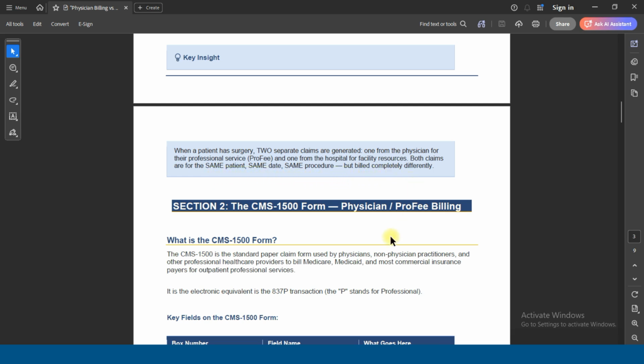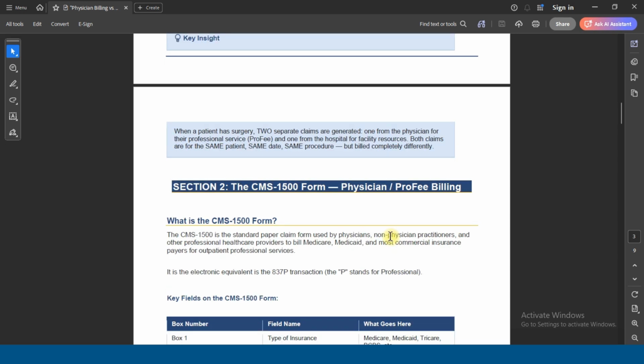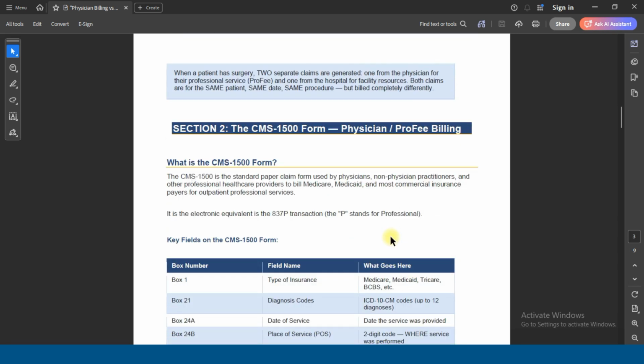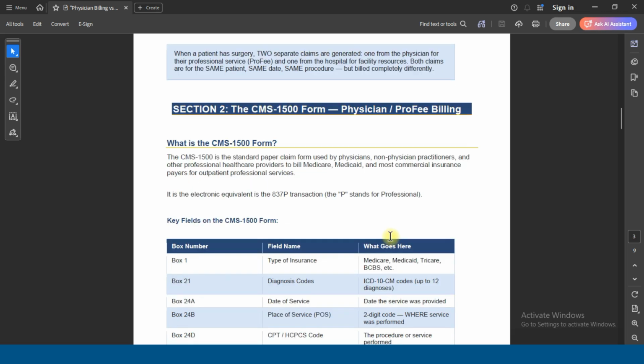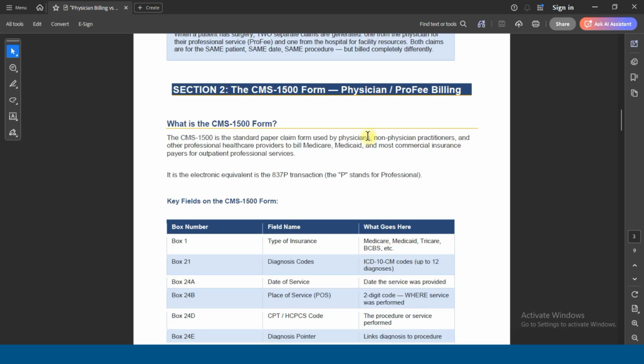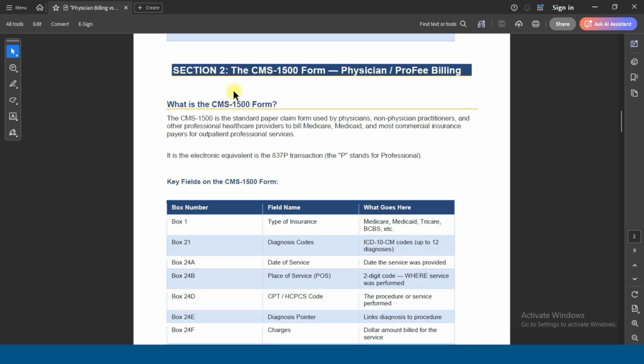but will be completed differently. Because of that reason, whenever you code, you need to check the documentation, whether you are coding for physician or facility. As we have discussed, these are the forms we will use for physician or profee coding. So this is section 2.